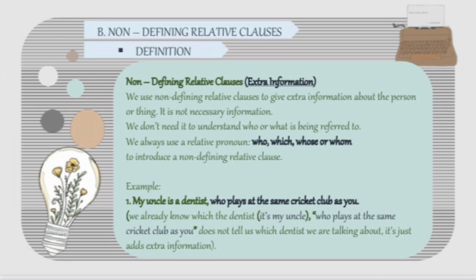And there are some examples. My uncle is a dentist who plays at the same cricket club as you. So we already know which dentist it is. It's my uncle. And the clause who plays at the same cricket club as you does not tell us which dentist we are talking about. It just adds extra information.